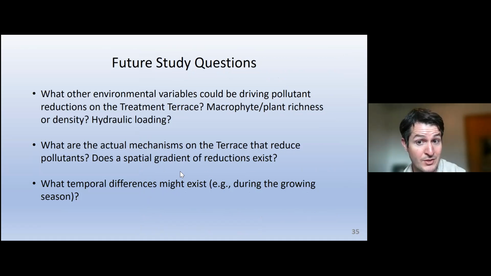These are some of my future study questions. What about the plants? What about hydraulic loading? What are the actual mechanisms on the terrace? How could we create a study to understand that? Is there more fine level spatial detail that would help explain some of that versus just looking at one point before the terrace and after? And what about the growing season? How well does this thing perform when it's not raining and all the plants are just going gangbusters and growing as fast as they can in the summer?